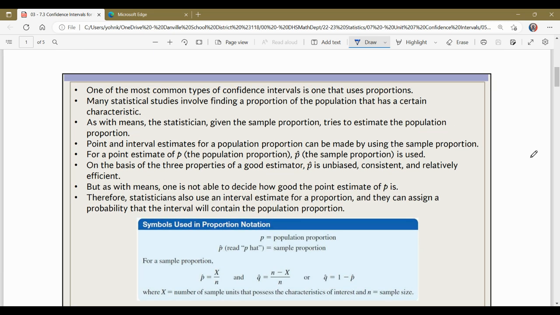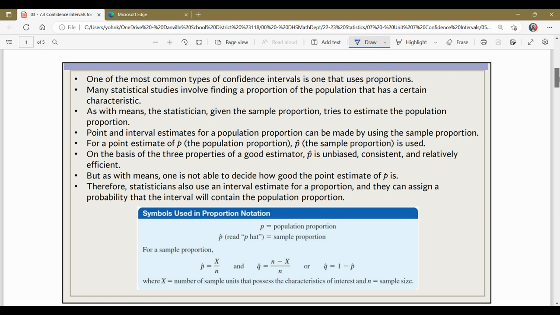So one of the most common types of confidence intervals is one that uses proportions. Many statistical studies involve finding a proportion of the population that has a certain characteristic. As with means, the statistician, you, given the sample proportion, tries to estimate the population proportion. So again, we're using a sample to estimate the population. Point and interval estimates for a population proportion can be made by using the sample proportion. So we still have point estimates.